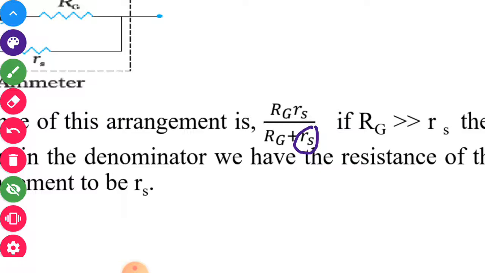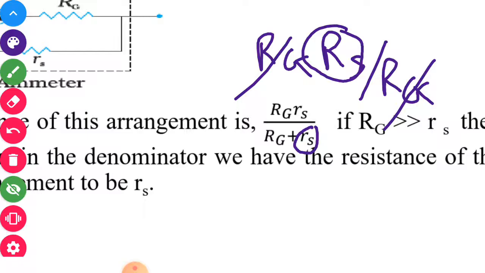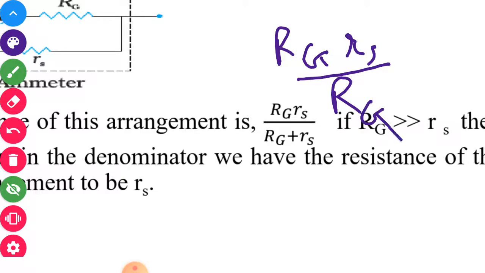So if you neglect this, then what will happen? You will have Rg Rs upon Rg. So Rg will be cancelled out. We can write it this way: Rg Rs upon Rg. So Rg will be cancelled out. You will have only the value Rs. And Rs is very small resistance.